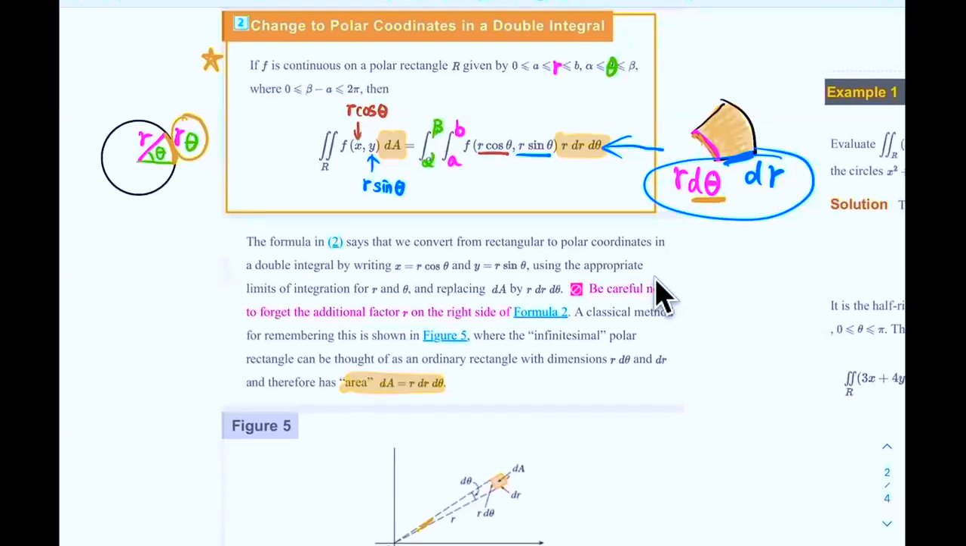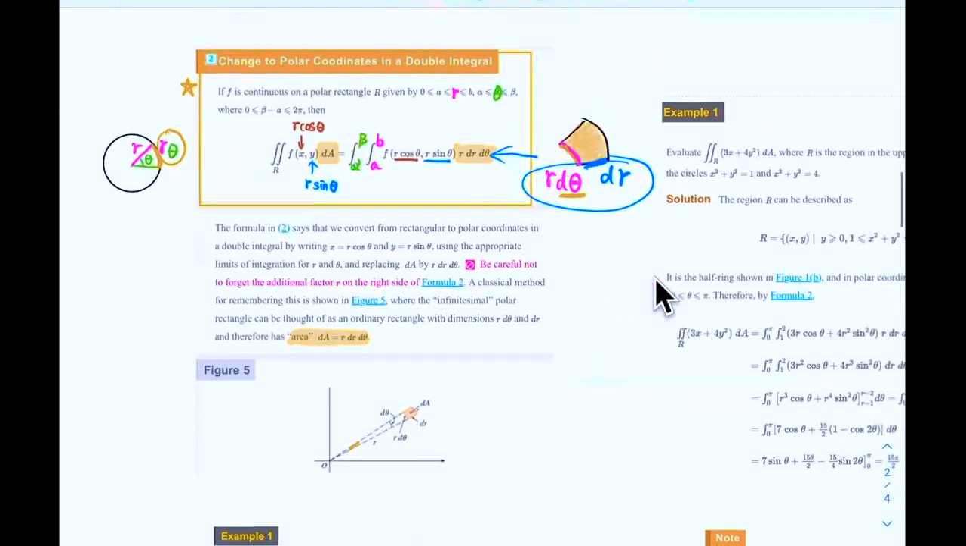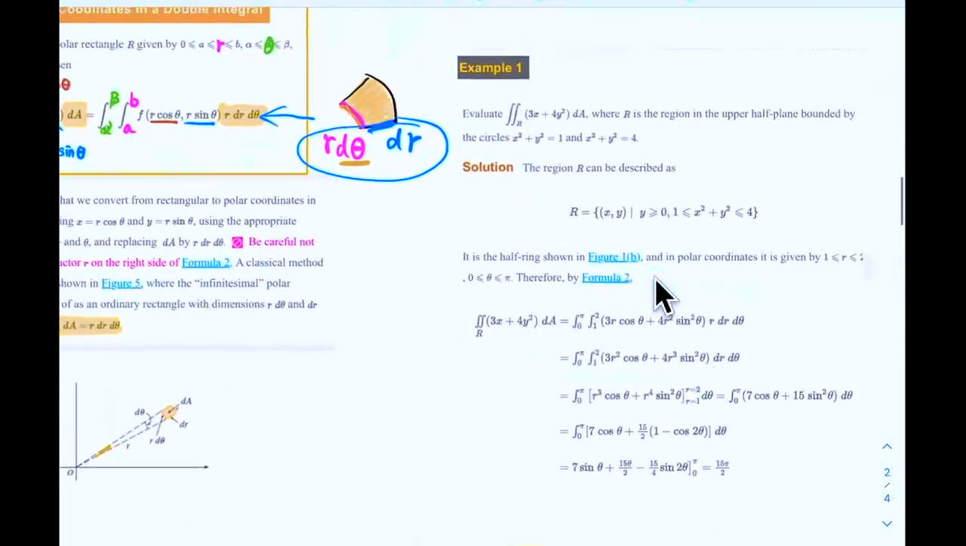I think the most important thing, if the Riemann sum gets you confused, don't worry. The result here is the one that you want to remember. You express x and y in terms of r and theta, and then you replace the dA here by r dr d theta. Then think about r changing from what to what, theta changing from what to what. Maybe we should have one example to illustrate this.